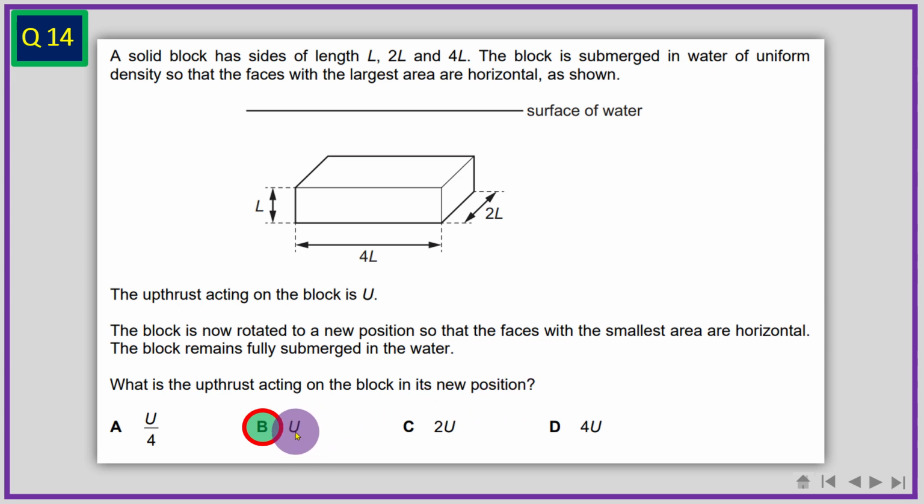It will not change. Upthrust is equal to the weight of the fluid displaced, and the weight of the fluid displaced is equal to rho Vg, where rho is the density of the liquid, V is the volume of the liquid displaced. In this case, it will be equal to the volume of the block, which does not change. And of course, g is the gravitational field strength. That is why the upthrust does not change.